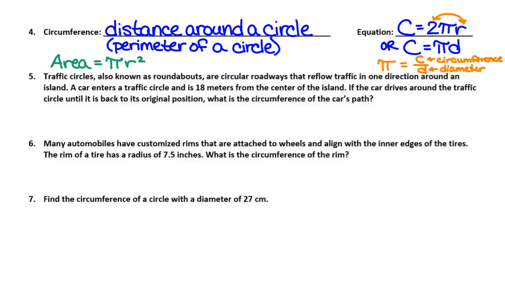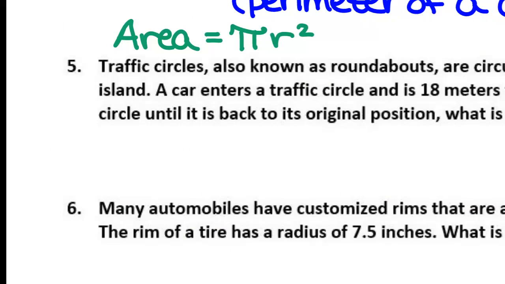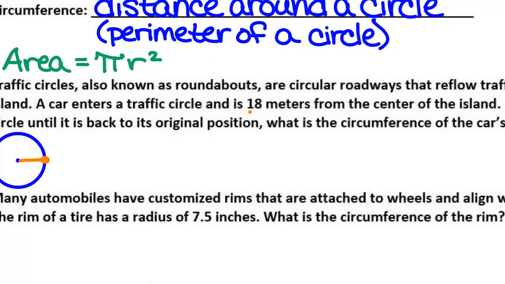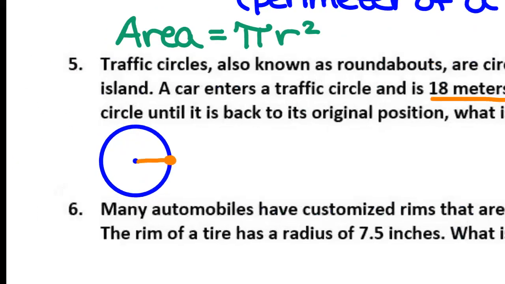Traffic circles, also known as roundabouts, are circular roadways that reflow traffic in one direction around an island. A car enters a traffic circle and is 18 meters from the center of the island. If the car drives around the circle until it's back to its original position, what is the circumference of the car's path? So it said that when it enters the traffic circle, it is 18 meters from the center.